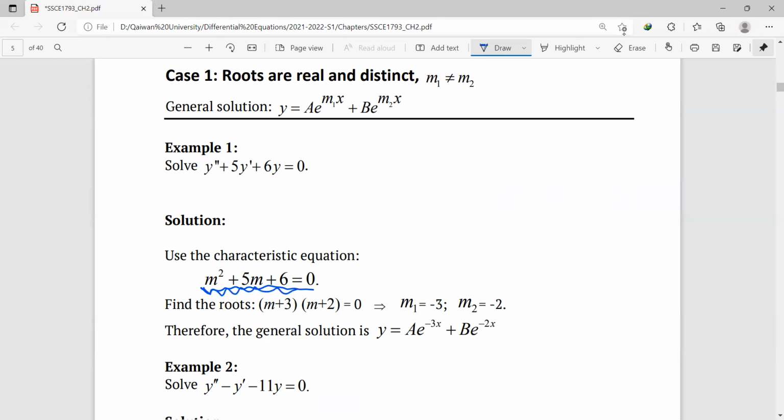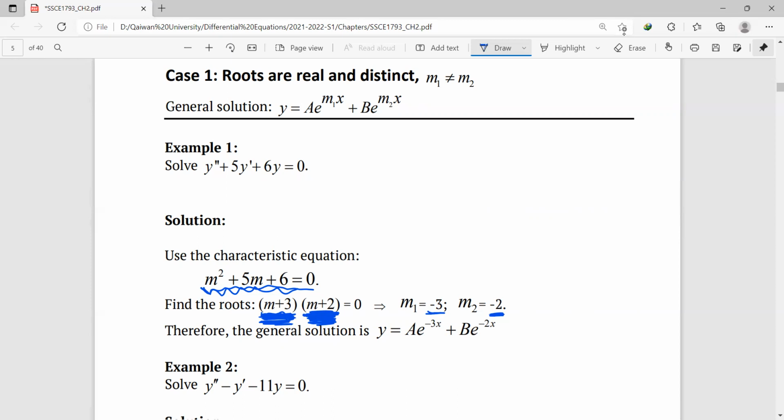You can use the quadratic formula or you can factorize it. It's easy to factorize this one. It's m plus 3 and m plus 2 equals 0. From this bracket, if m plus 3 equals 0, m is negative 3. And from this bracket, if m plus 2 equals 0, m is negative 2. That means we get two different real values for m, which are negative 3 and negative 2. So these are different and real.